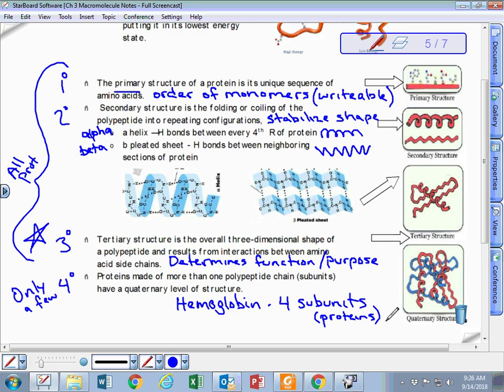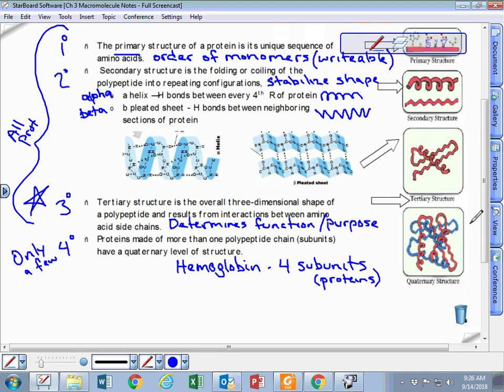Each of the 4 pieces gets made separately. Each of them is its own polypeptide protein. But for these things, they only work if you have all 4 pieces. Most proteins don't form big multi-part things.